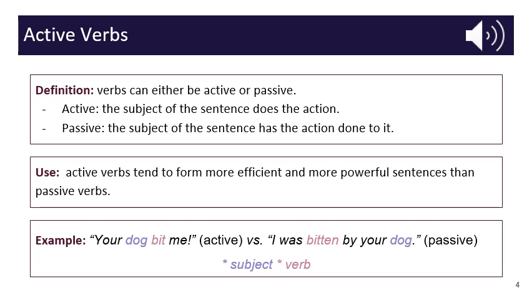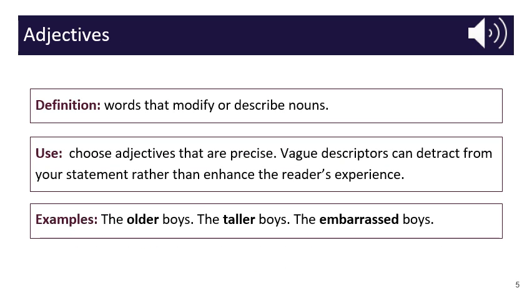The next writing tool we're going to look at is adjectives, which is used to describe a noun, and it's best used when being specific about the following word. So for instance, the older boys, the taller boys, or the embarrassed boys. Older, taller, and embarrassed are the adjectives in there that are really being very descriptive about the following noun.